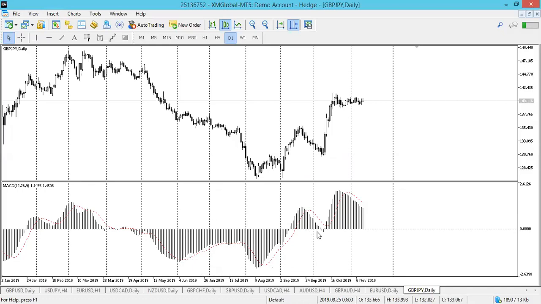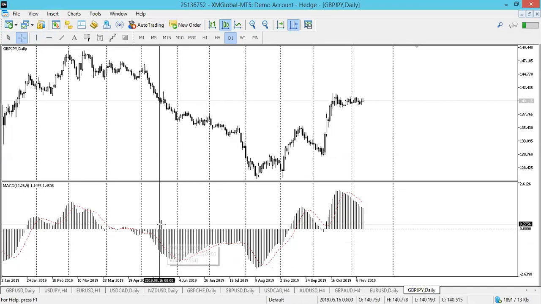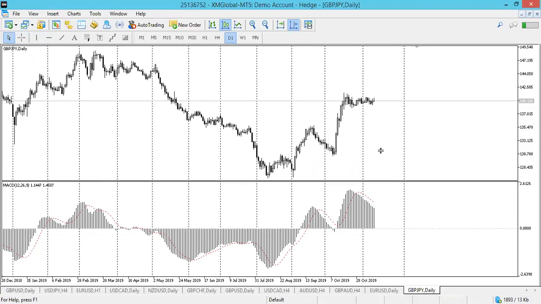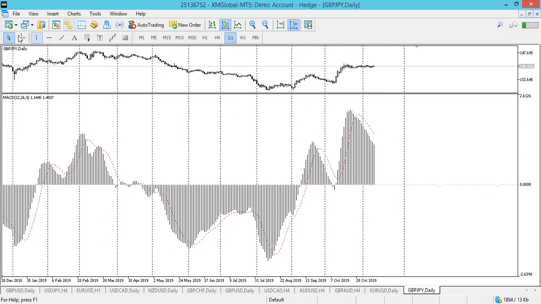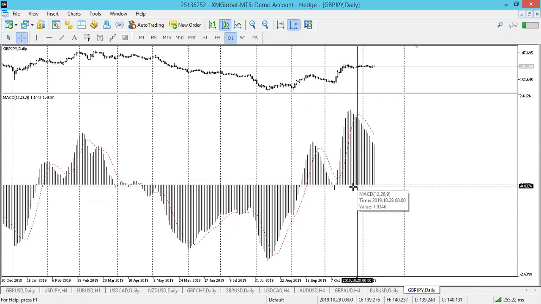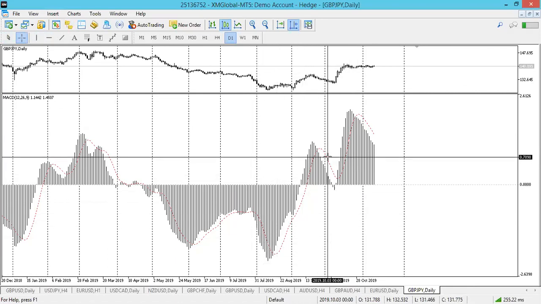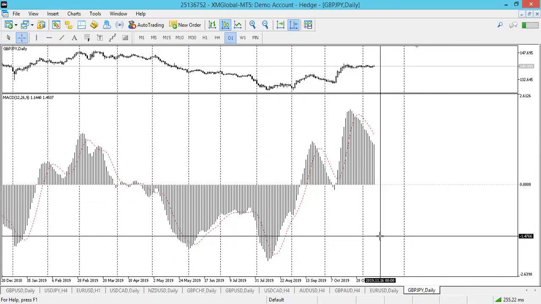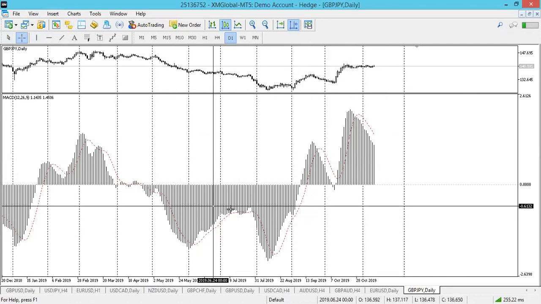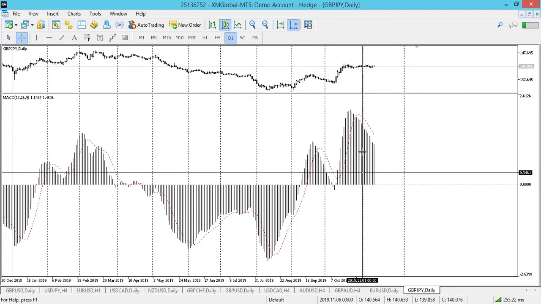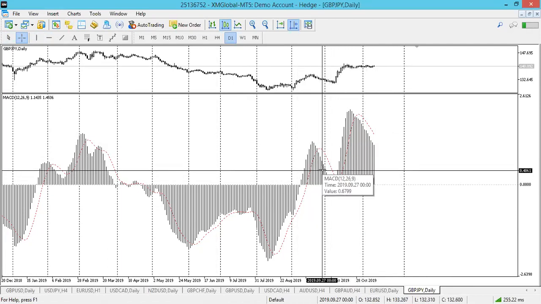Sorry, wait lang. I-describe ko muna yung histogram para mas madali natin intindihan. Your histogram has an equilibrium point. Meron kang zero sa gitna. Tapos, dito sa zero natin sa gitna, your MACD shifts from negative to the positive side or positive to the negative side. This basically means that if your histogram is on the negative side, the market is currently in a downtrend. If the histogram is on the positive side, this means that the market is currently in an uptrend.